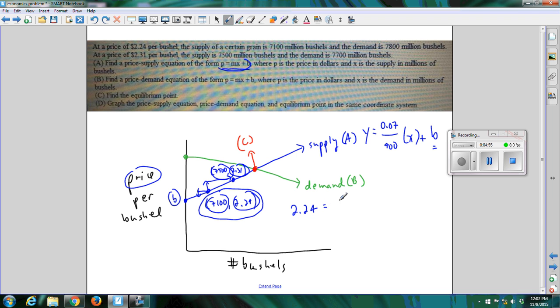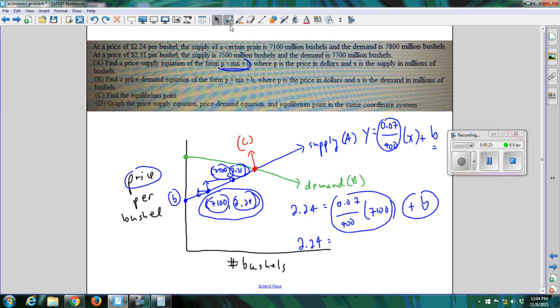We can say, at this point, that price of $2.24 must have come from this number multiplying the x, the 7,100, plus some number b. All we need to do now is work backwards and uncover how much the b is by solving this equation. So 2.24 is equal to this whole thing, which on my calculator comes to 1.2425, plus some number b. So we just subtract those two, and for b you end up with 0.9975.